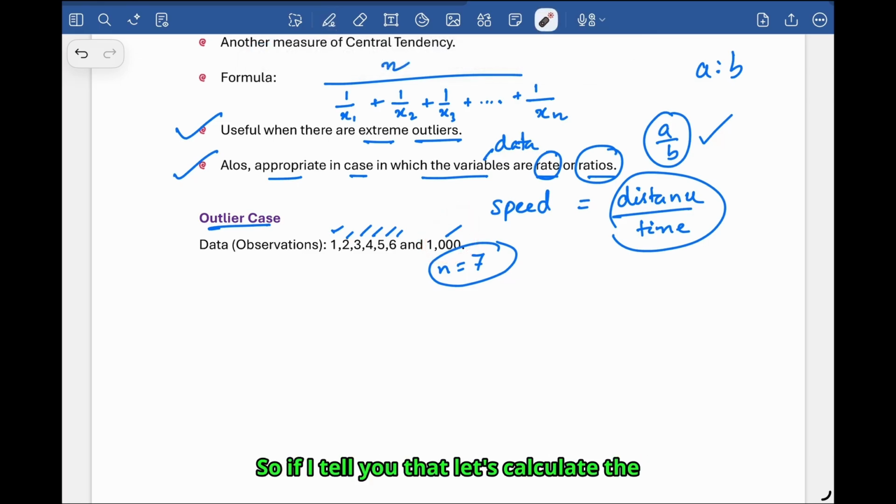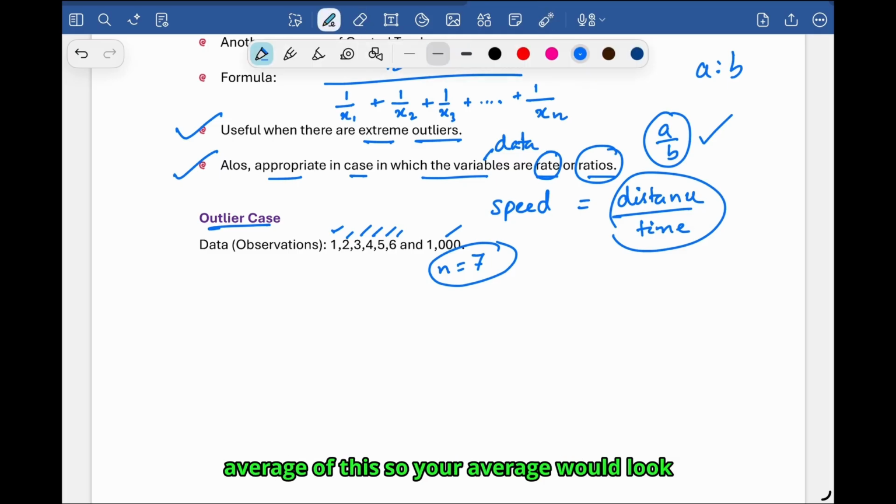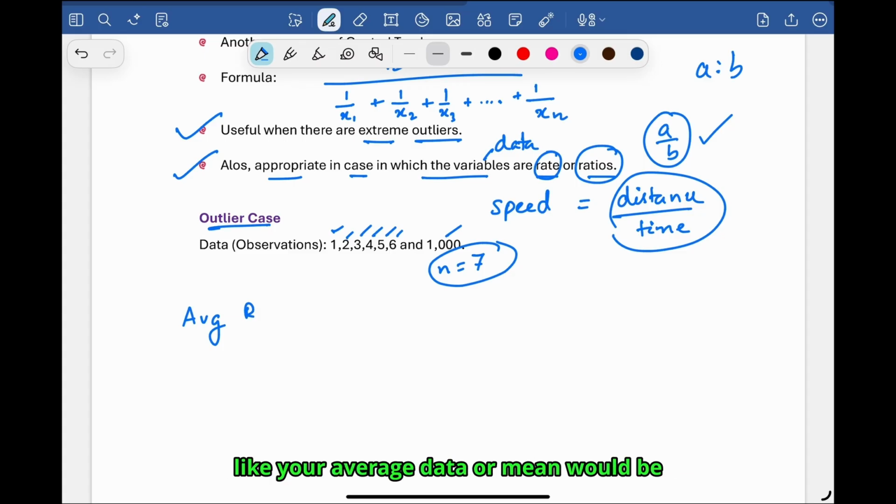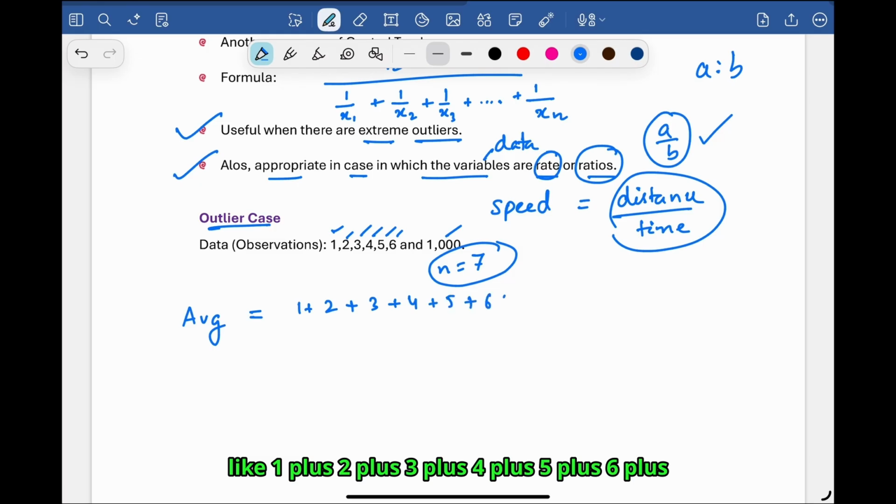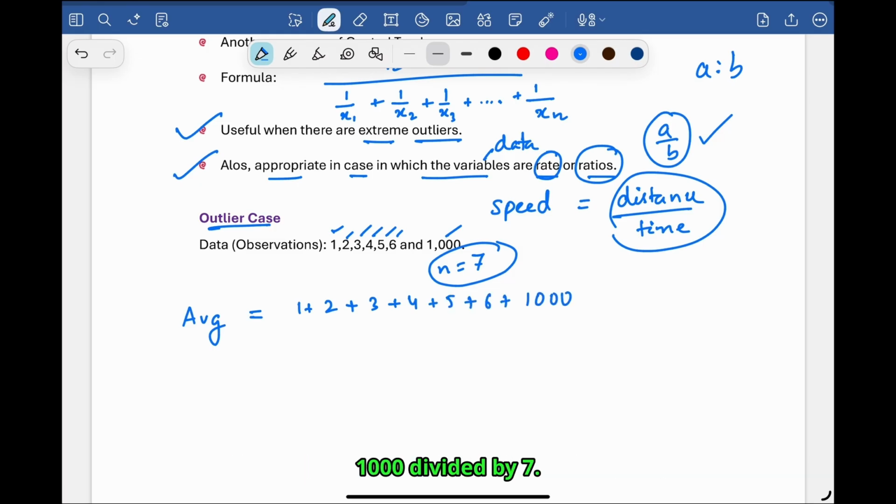So let's calculate the average of this. If you are going to calculate the average or mean return, the mean would be 1 plus 2 plus 3 plus 4 plus 5 plus 6 plus 1000, divided by 7.